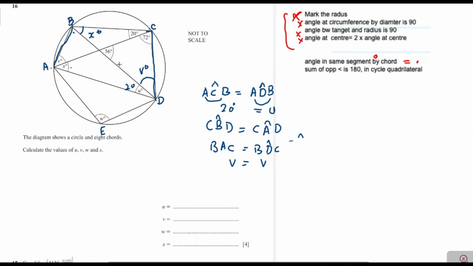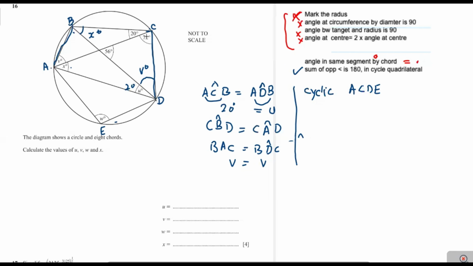Now after mentioning these angles, take the next property. The sum of opposite angles is 180 in a cyclic quadrilateral. You see here, this is cyclic quadrilateral ACDE. A cyclic quadrilateral is a quadrilateral in which all the corners touch the circle. You see here this circle, these points touch the circle.